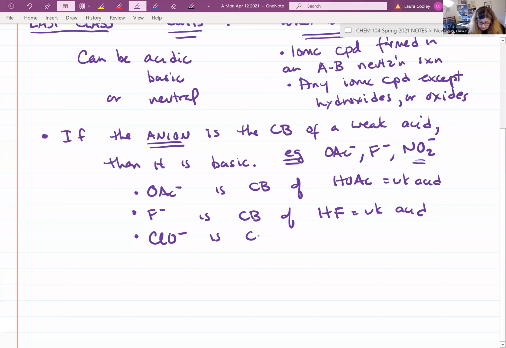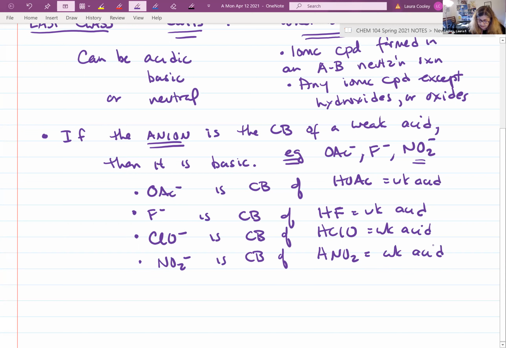ClO minus is the conjugate base of HClO, which is a weak acid. How do you know it's a weak acid? You look on the chart. NO2 minus is the conjugate base of HNO2, which is a weak acid. Notice I do not have NO3 minus on this list because, again, it is the conjugate base of a strong acid. Other anions like chloride, NO3 minus, bromide, these are conjugate bases of strong acids and are neutral.